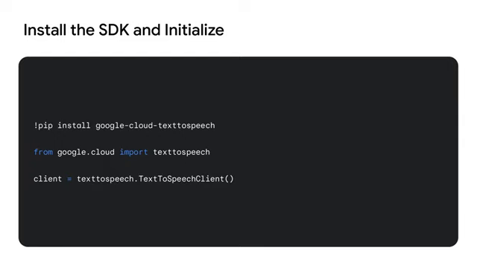In order to use Chirp in Python, you need to install the Google Cloud Text-to-Speech SDK using pip. Then you import the text-to-speech module and create a text-to-speech client.